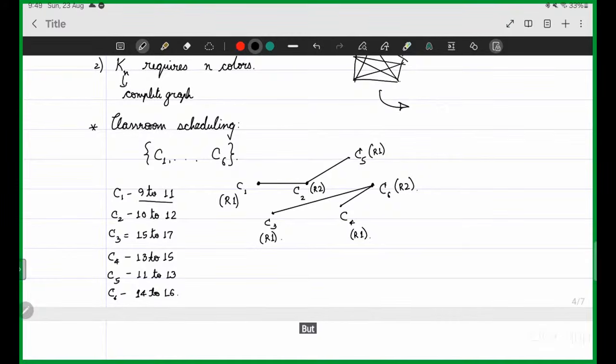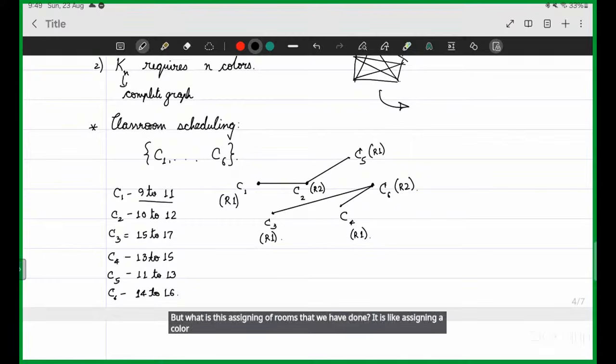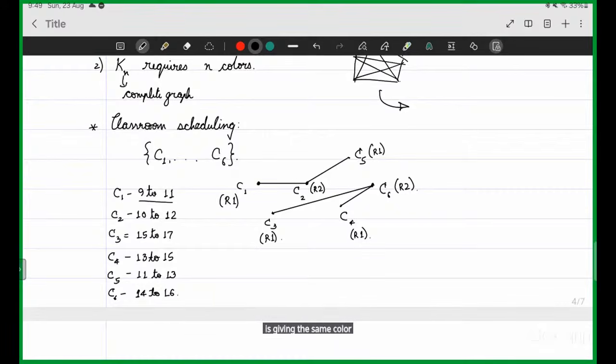But what is this assigning of rooms that we have done? It is like assigning a color. Color is just a psychological thing. So you can just call it a room. You can just call it whatever. You can just put some indicator there. And what we have avoided is giving the same color or the same room to adjacent things. So do you see why this is a coloring problem? Yes, sir. Now it is clear.